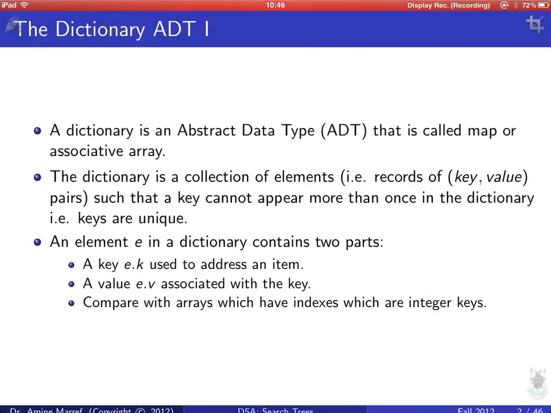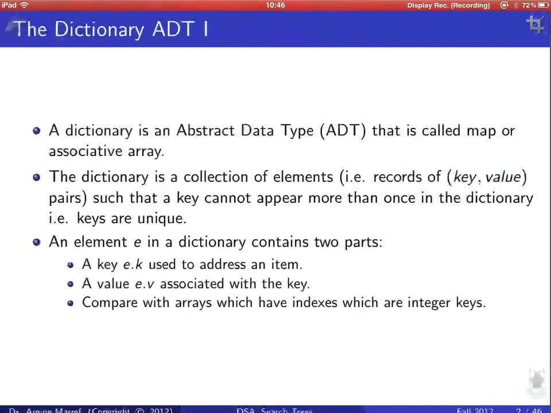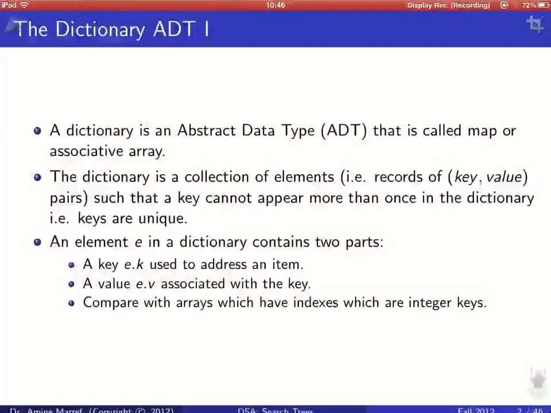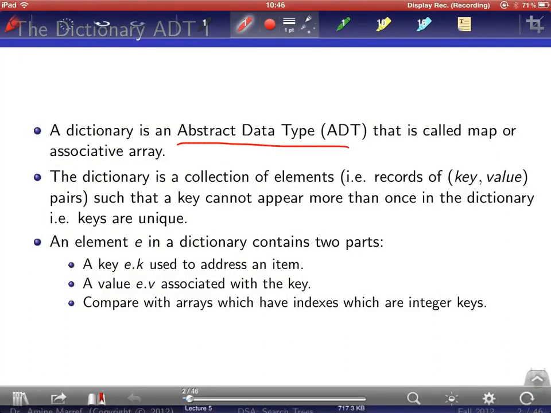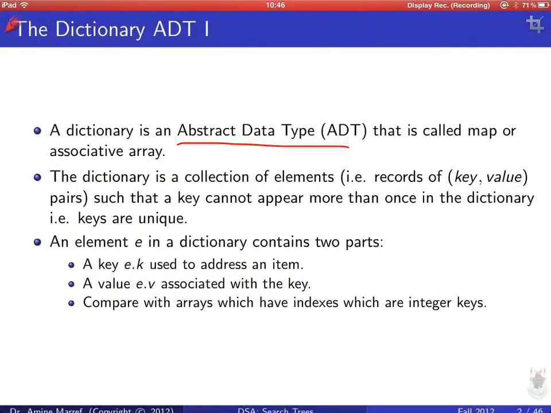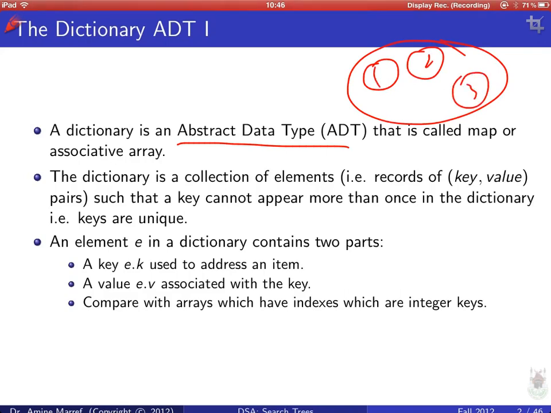So we want to be able to search for an element. We want to be able to insert an element: insert into dictionary D the element which has key k and value v. And we also want to be able to delete from a dictionary the element which has key k. Once we delete the element with key k, obviously the whole record is deleted.